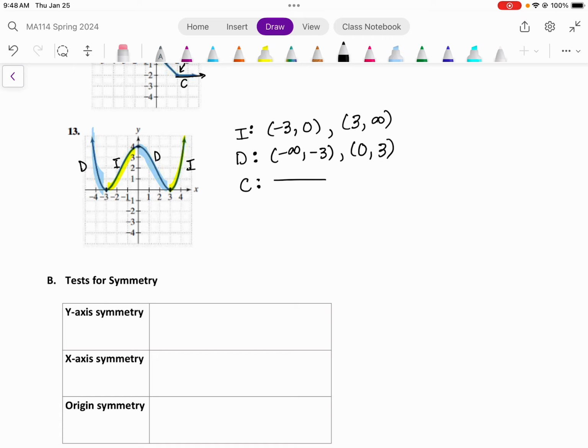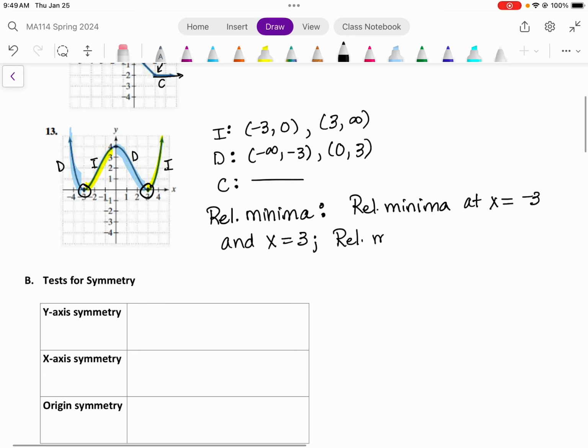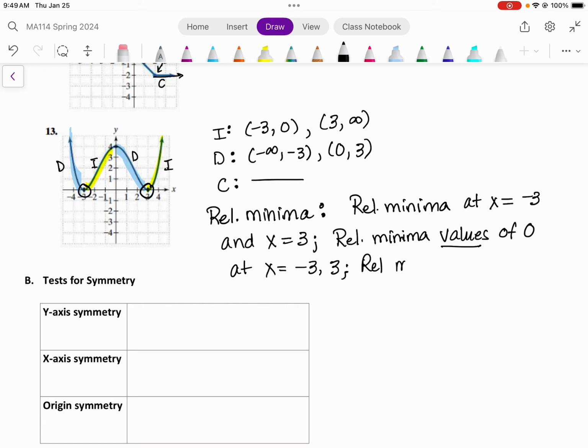Constant, we are never constant. All right, we do have 2 relative minimums, and they are here and here. So we say we have relative minima at x equals -3 and x equals 3. Okay, another way to say this, we have relative minimum values of 0. So we're talking about the y value when we talk about value of 0 at x equals -3 and 3. And finally, you can say you have relative minima at, and then you can name them as ordered pairs. So there's basically about 3 ways to say the same thing.